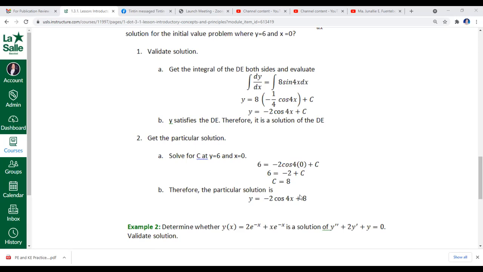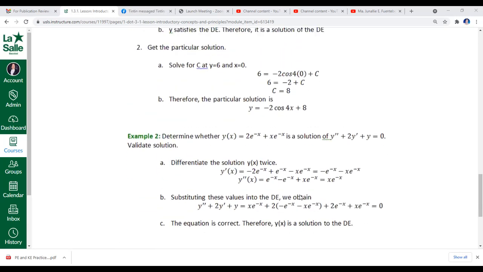Now I will go down further. So this is the second example. Determine whether y of x equal to 2e raised to negative x plus x e raised to negative x is a solution of y double prime plus 2y prime plus y equal to 0. This time, class, you cannot integrate anymore because this is a higher order differential equation, and this is a topic that we will still be discussing in the end term. So what will you do so that you will know that this is really a solution of this DE?